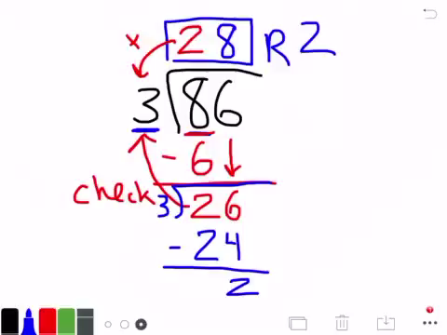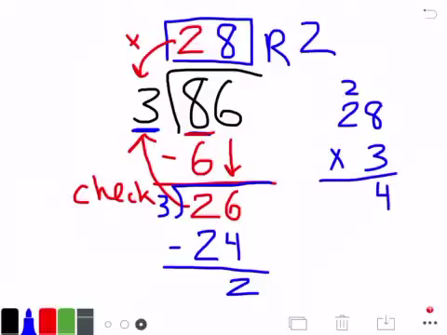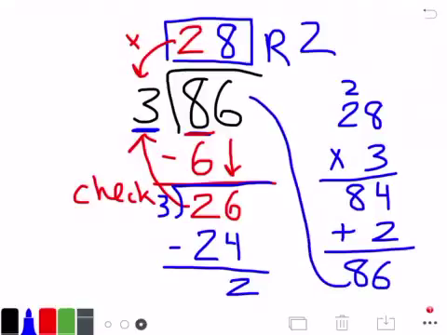And I also showed you today that you can check your work by taking your quotient of 28, multiplying it by 3. 3 times 8 is 24. 3 times 2 is 6. 6 plus 2 is 8. We would get 84. And then add your remainder of 2 in, and you should get what we started with as a dividend. Right? That way we can check our work to make sure we are absolutely correct.